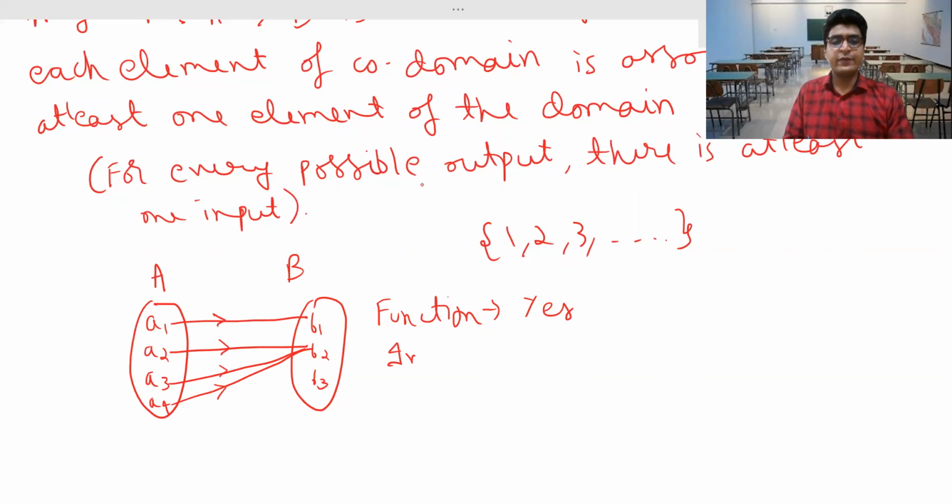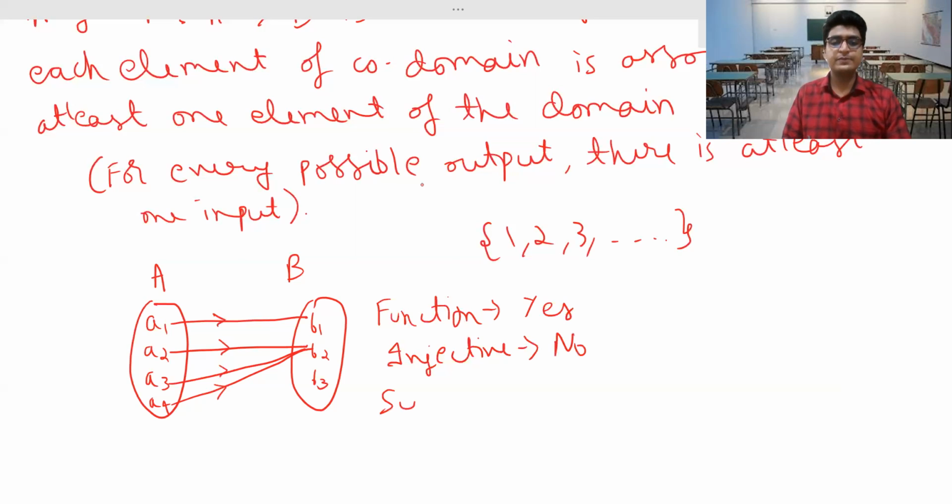Okay. So it is a function, right? Is it injective? Well, for each element in codomain, there should be at most one element in set A. Okay. So for B1, we have one association. For B2, we have three associations. So it should have at most one association. So it is not injective.